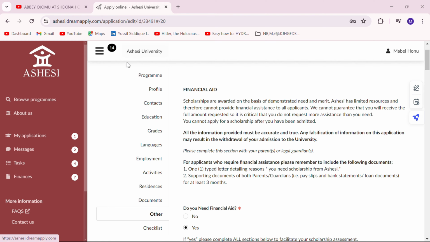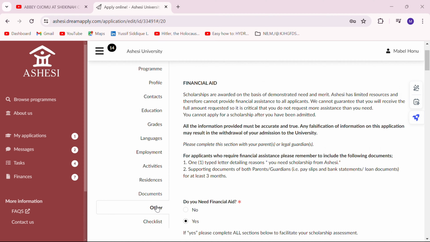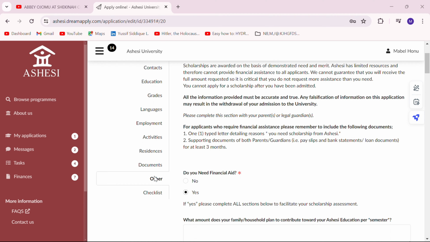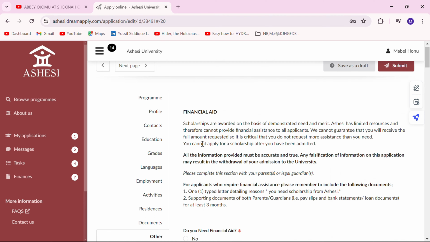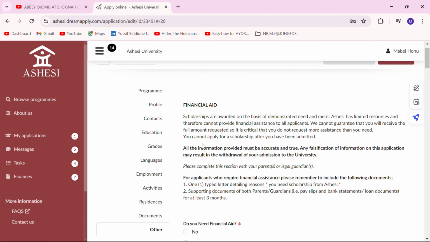From the previous video, I took you through how to fill the other sections of the application. Today, in applying for financial aid, the section we need to go to is the other section, which is this very section here. When you come here, you find financial aid. Now there's a bit of a caveat, or things that you should note.